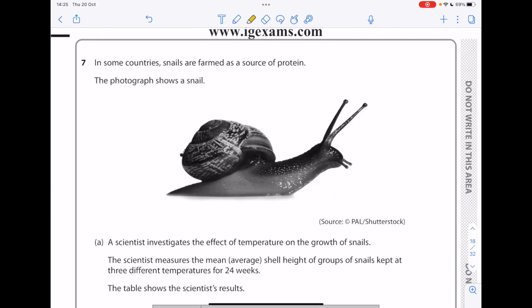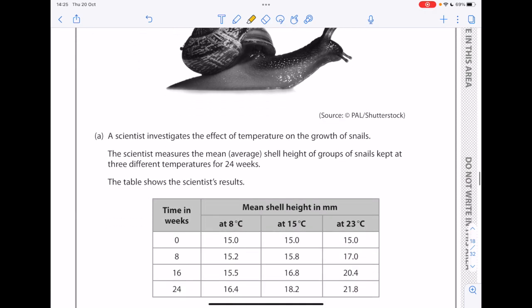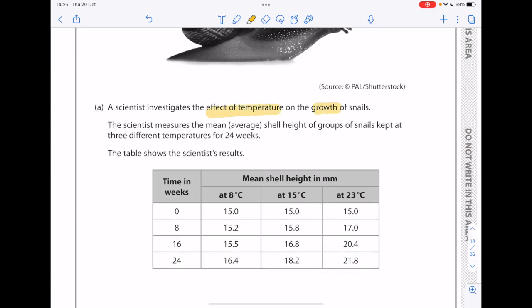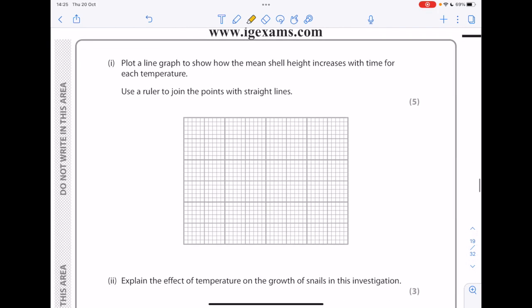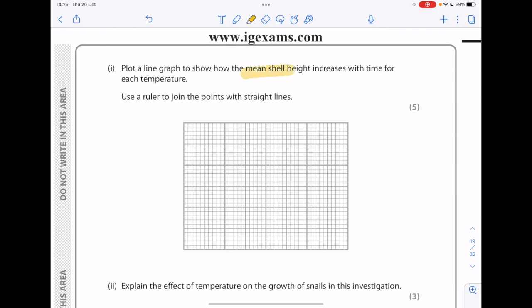In some countries, snails are farmed as sources of protein. The photograph shows a snail. The scientist investigates the effect of temperature on the growth of snails. The scientist measures the mean average shell height of the groups of snails kept at 3 different temperatures for 24 weeks. Plot a graph to show how the mean shell height increases with time for each temperature, and use a ruler to join the points with a straight line.